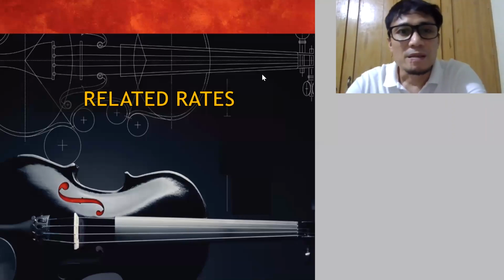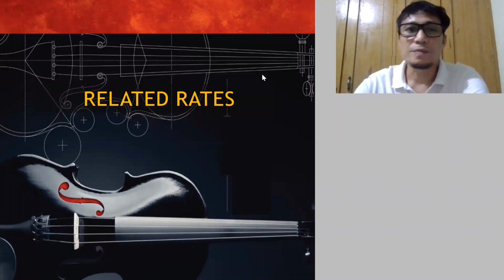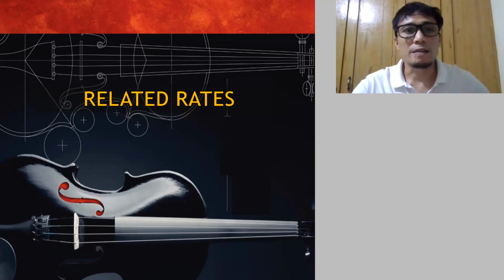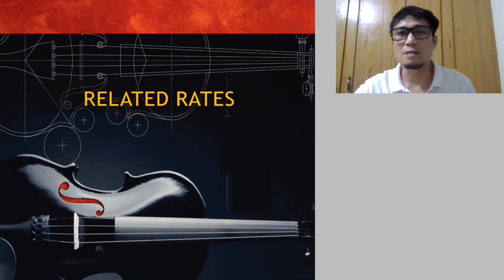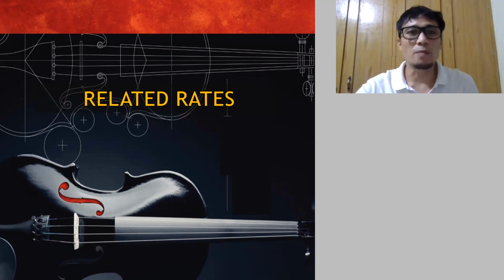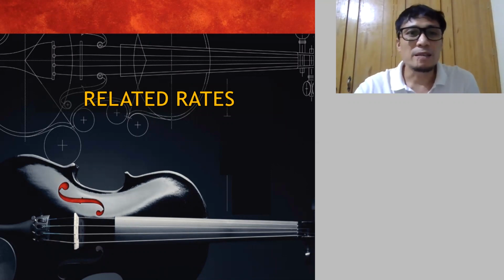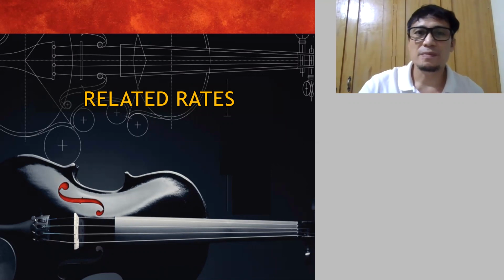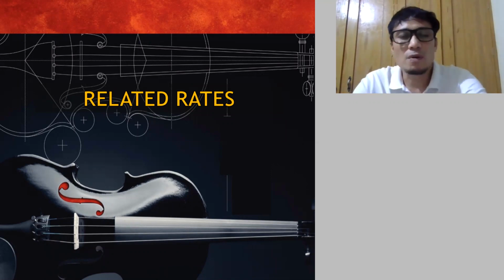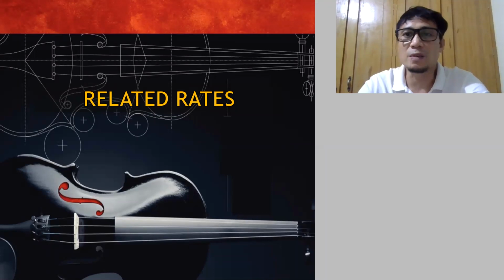Hello. In this video, I'm going to illustrate how to use the chain rule or implicit differentiation to solve problems involving related rates. When we say related rates problem, the idea here is to compute the rate of change of one quantity in terms of the rate of change of another quantity.